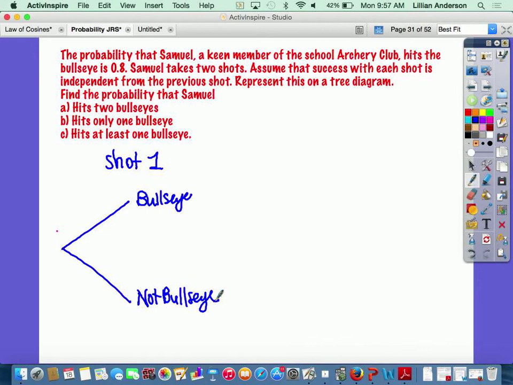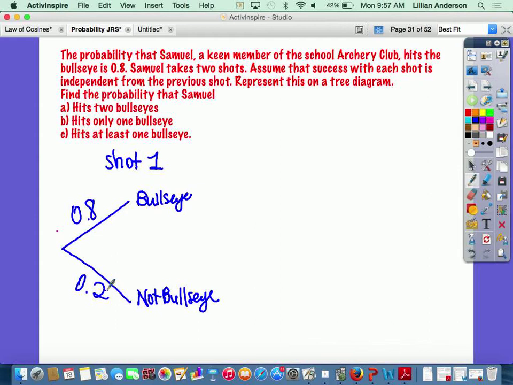What's the probability that he will hit the bullseye? 0.8, so 80% of the time. If he doesn't hit the bullseye, what's that probability? 0.2. And this is the first branch in your tree diagram. That's how you represent it. Each branch should add up to be 1 or 100%, just like a table breakdown of different ones that should all add up to 100% or 1.